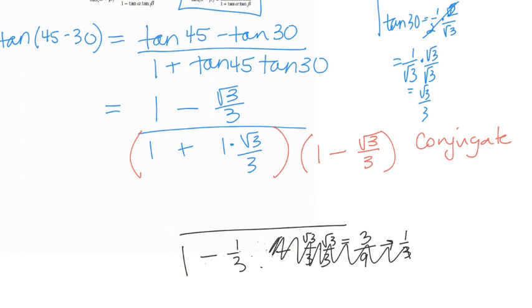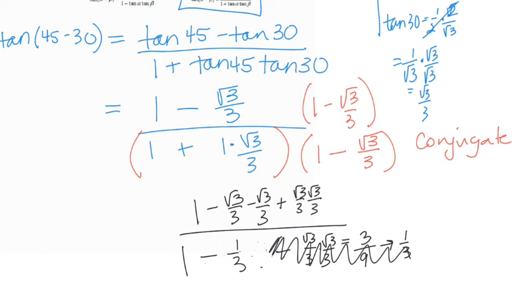1 minus 1/3. If I do that to the bottom, then I have to do that to the top. Okay, so I have to multiply the top. And we will have here 1 minus the square root of 3 over 3 minus the square root of 3 over 3 plus square root of 3, this thing again. Okay, so the middle term becomes minus 2 square roots of 3 over 3.